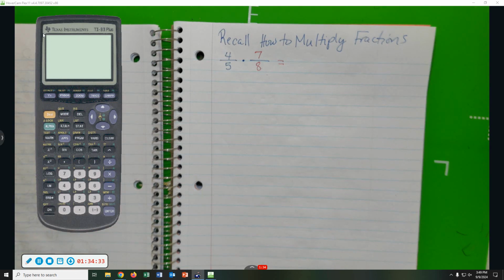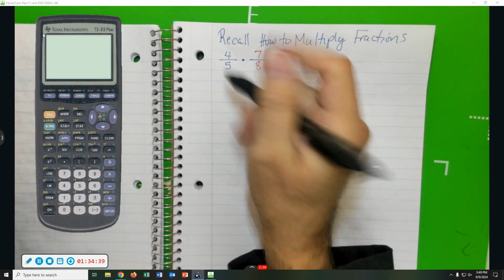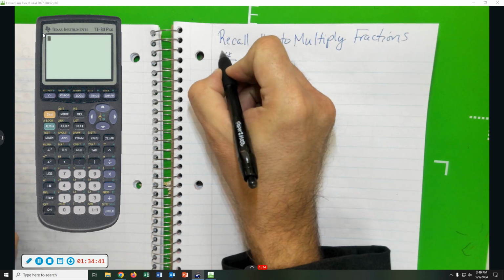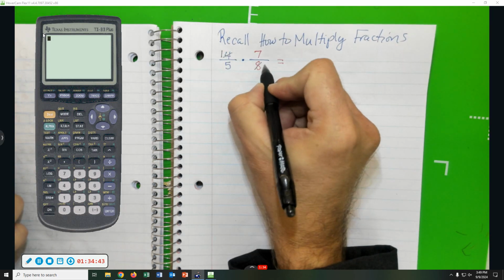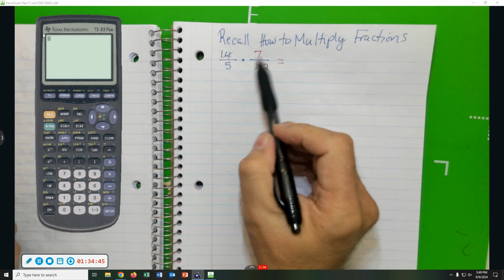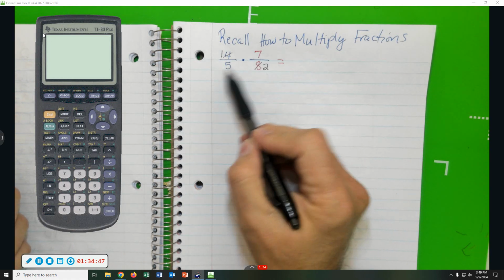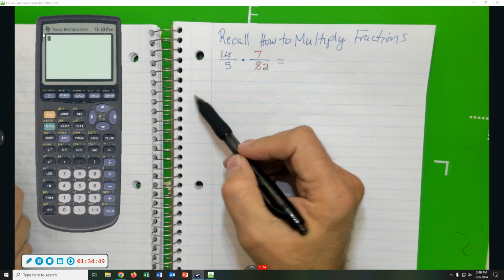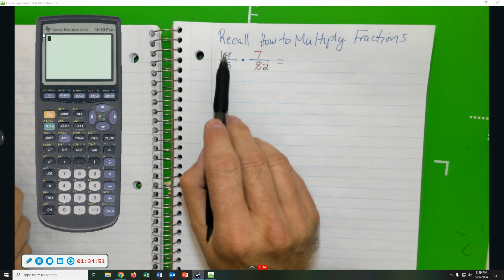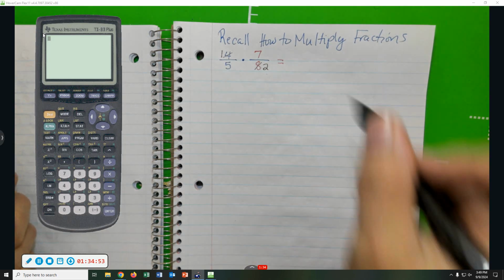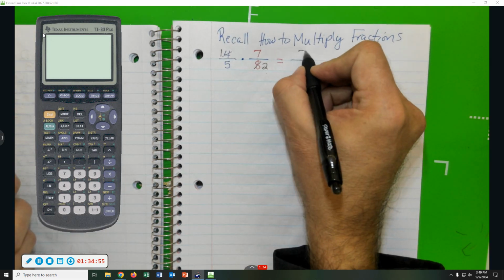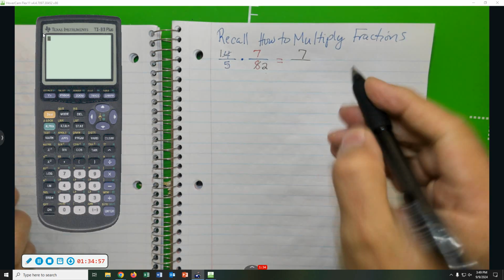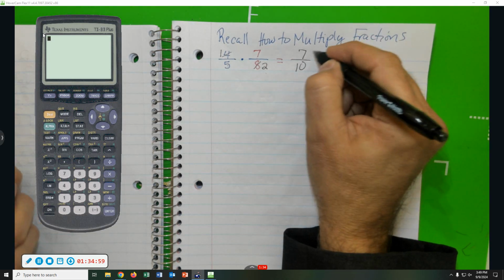So, divide both of them by 4. Good. So 4 divided by 4 is a 1. 8 divided by 4 is a 2. Is there anything we can cross cancel on the other diagonal? No, so just multiply straight across. 1 times 7 is 7. 5 times 2 is 10.